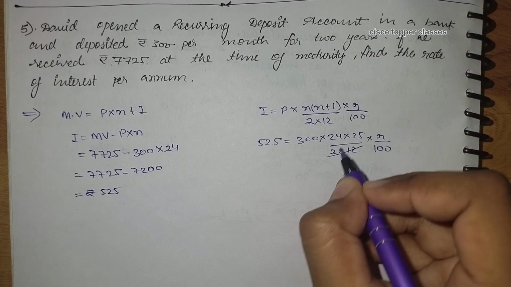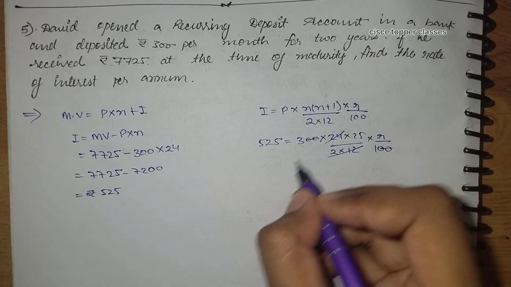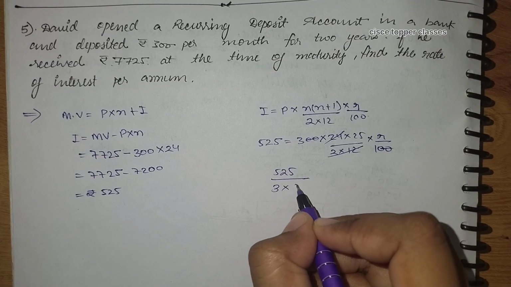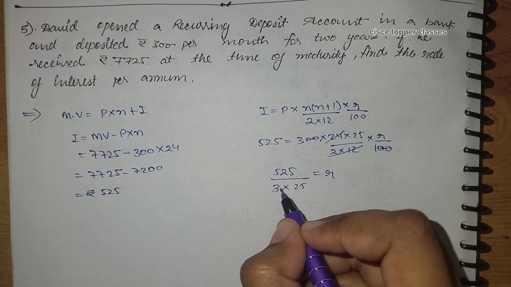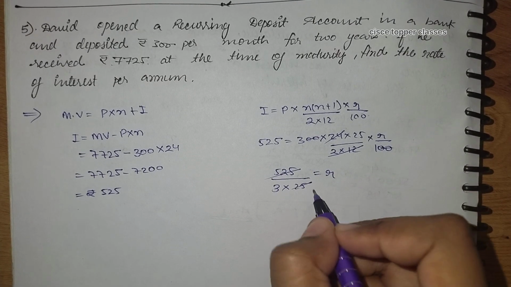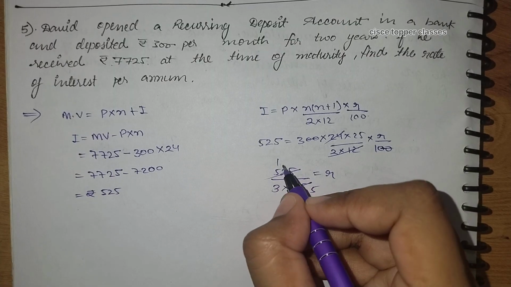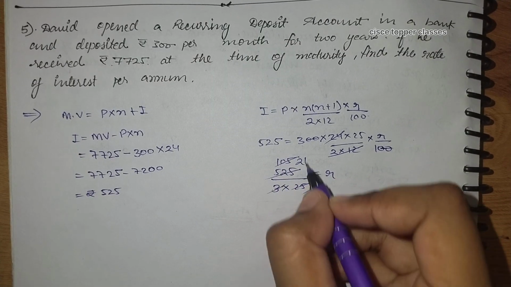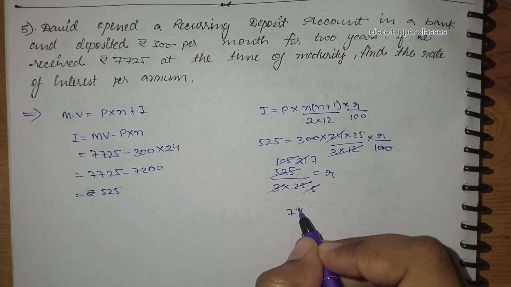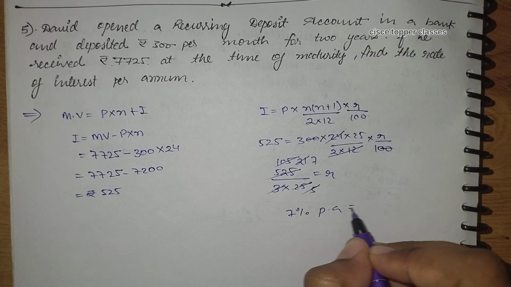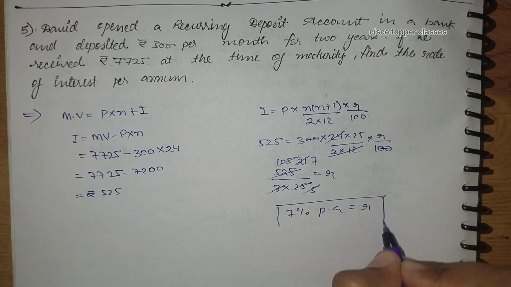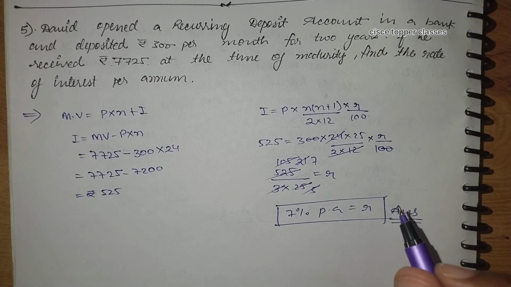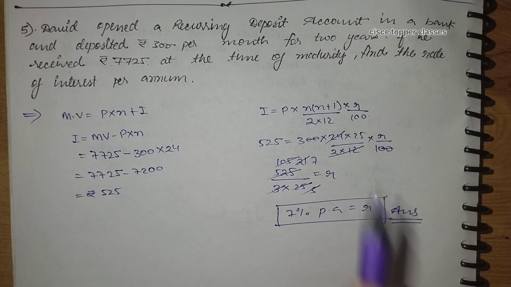From that we can find this will be cancelled out here, 0 will be cancelled out, and here we can write 525 divided by 3 into 25 as the rate of interest. So this will be cancelled out by 5. Here this will be 105 and again 21. This will be 7, meaning 7% per annum. On solving we get the rate of interest. So this is the final answer in this question, and this is the solution of question number 5.